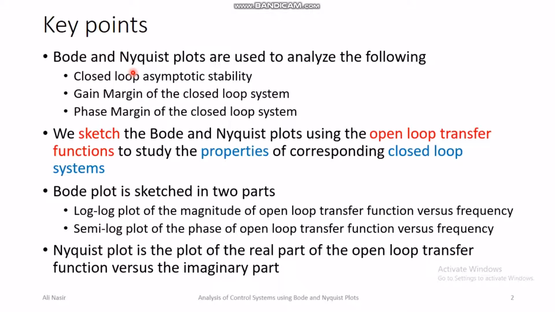Bode and Nyquist plots are both used to analyze the closed loop stability, gain margin and phase margin of the closed loop system, whereas both are sketched with the help of the open loop transfer function. So we sketch the open loop transfer function's real and imaginary parts, or we sketch the gain and phase of the open loop transfer function, but those sketches give us the properties of the closed loop transfer function or closed loop system. So this is quite interesting.